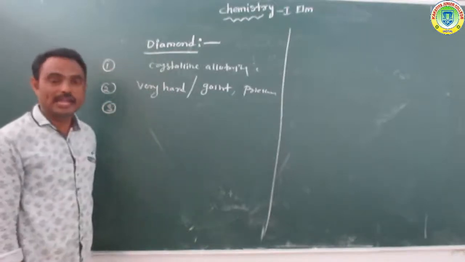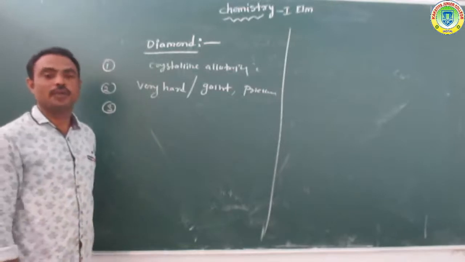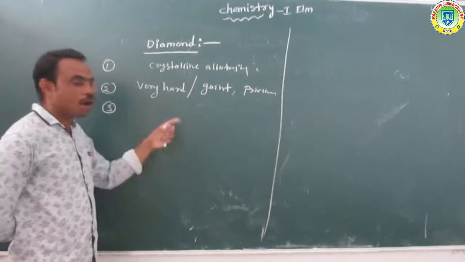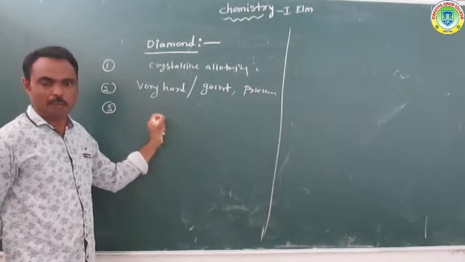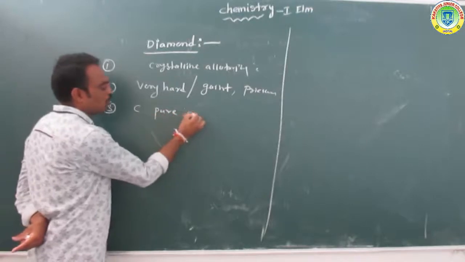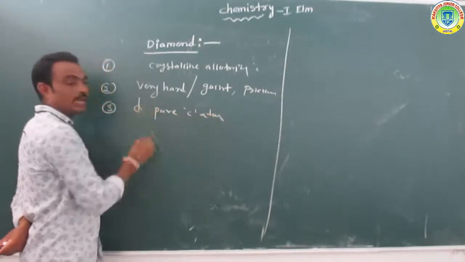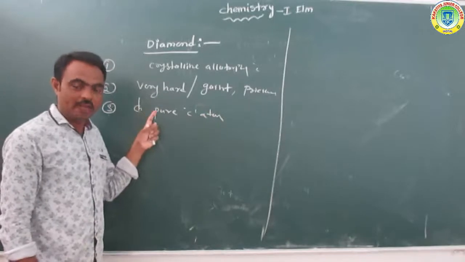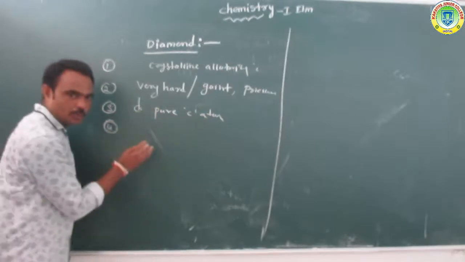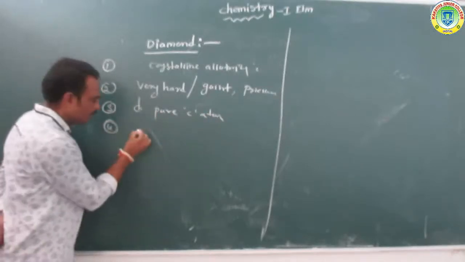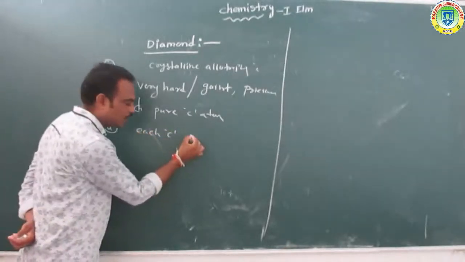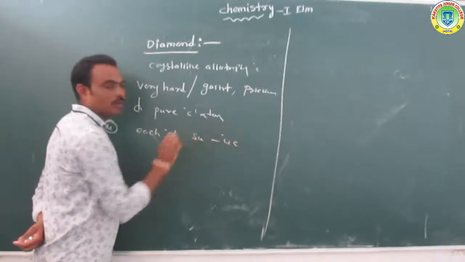Overall, diamond contains a number of carbon atoms. These are all very few carbon atoms. Okay, diamond contains very few carbon atoms. Next point, in diamond, each carbon atom is attached with the surrounding 4 carbon atoms.